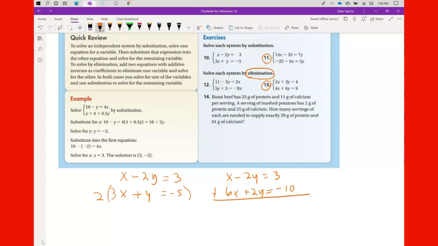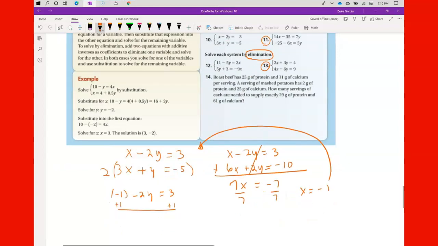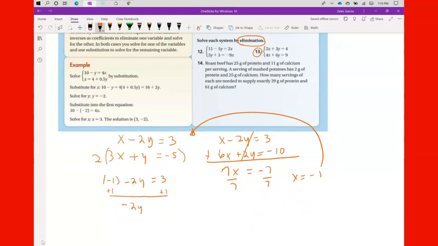And then remember, it's also called the addition method. So you have 7x, and that cancels. 3 minus 10 is negative 7. Divide by 7. So x equals negative 1. What you're going to do is go back to the original equation and substitute. So you have negative 1 minus 2y equals 3. So what you're going to do now is add 1 to both sides. So you have negative 2y equals 4 divided by negative 2. So y equals negative 2.